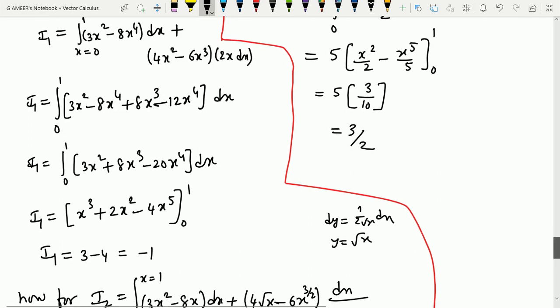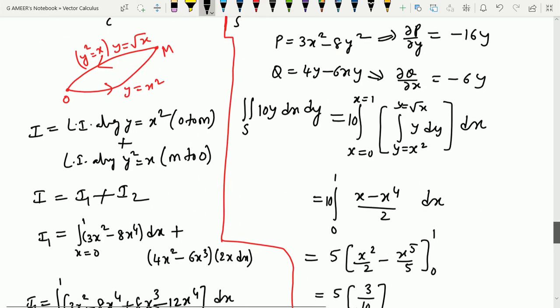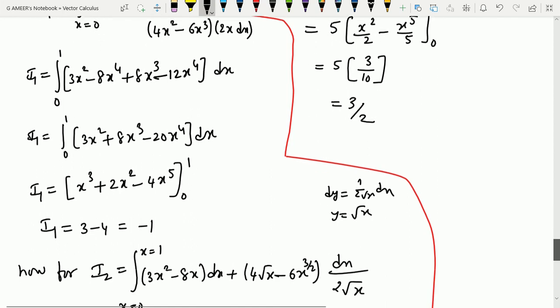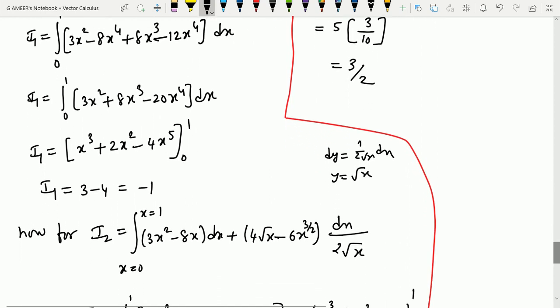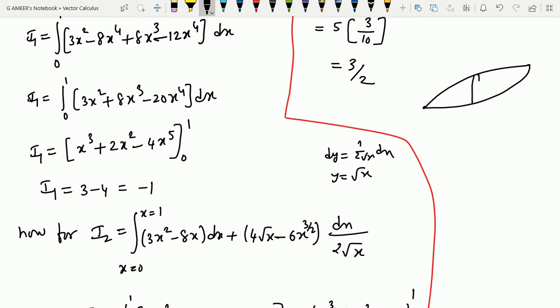Here you may have the doubt, sir, why we took y from y equal to x square to y equal to root x, instead of 0 to 1, as y also goes from 0 to 1. You remember here, x is going from 0 to 1. Then who will decide the y? Now you draw a line parallel to here. This is the area integration we are calculating.